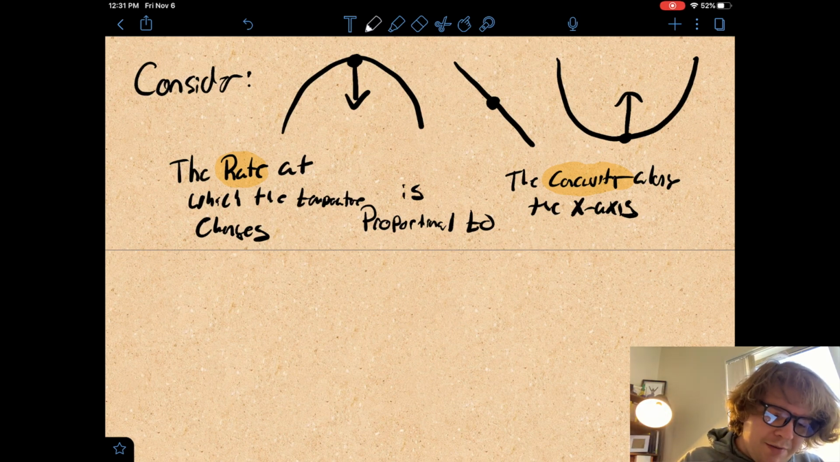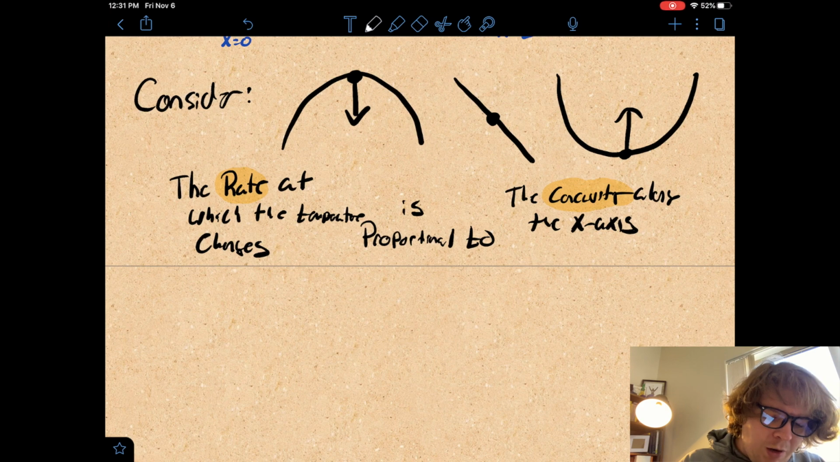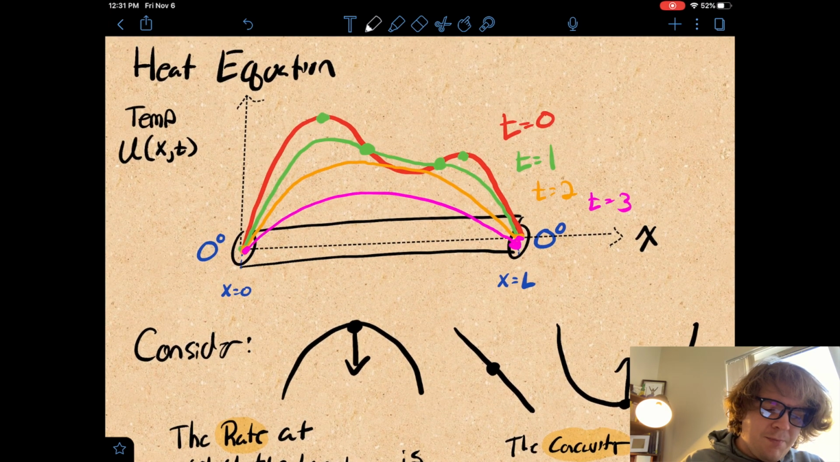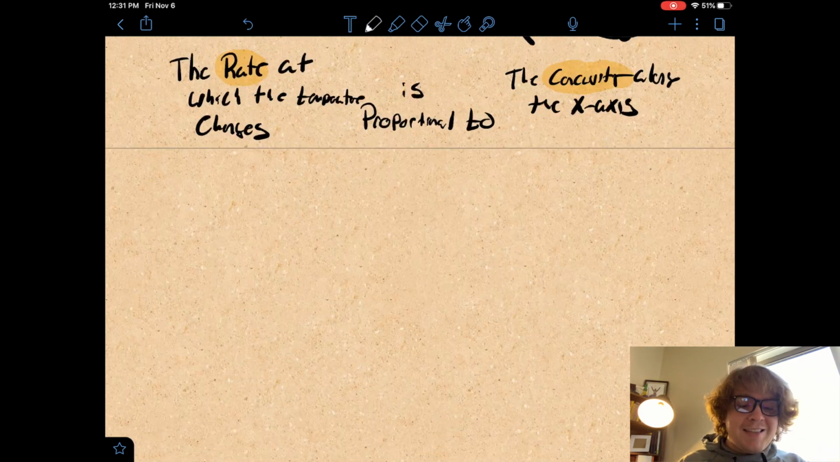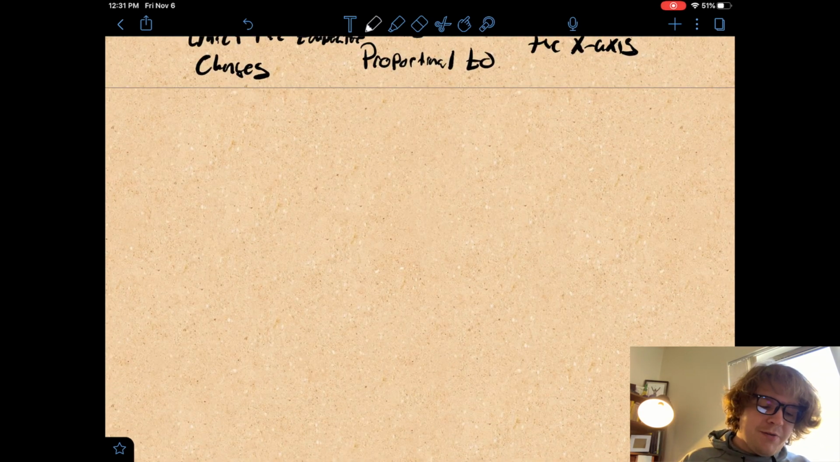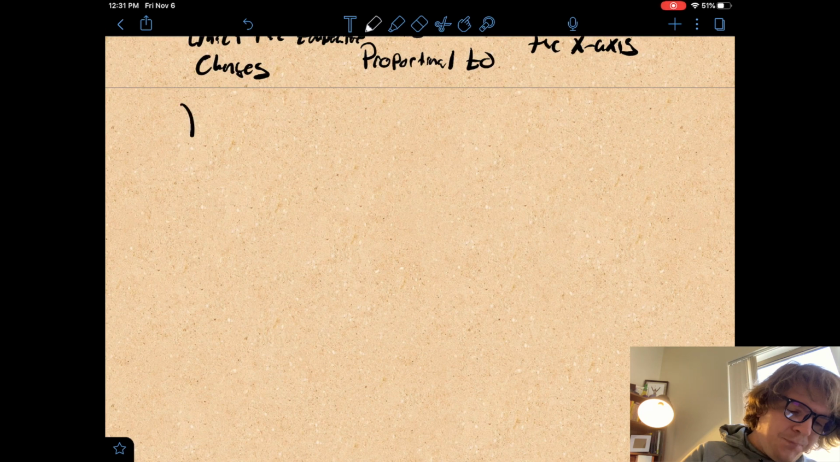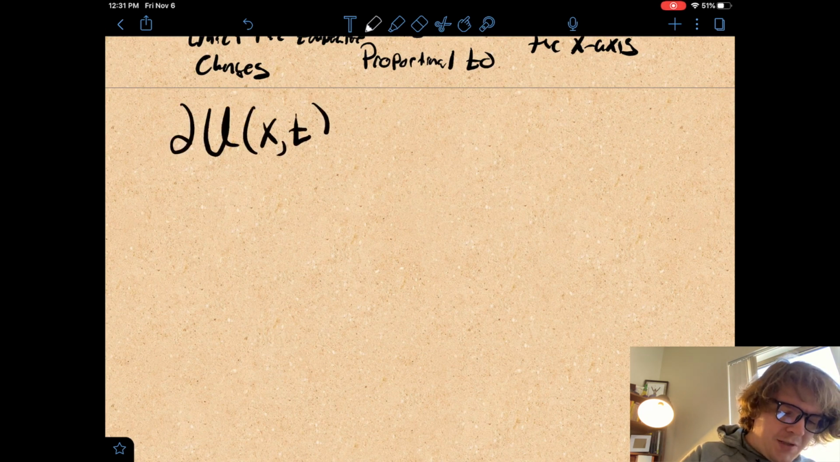So the first thing we have is a rate. Well, the rate of what? The rate at which the temperature is changing. Well, what denotes the temperature? The temperature is denoted by this u of x,t. So a rate sounds like a derivative with respect to time, but since u is a function of both position and time, we'll have to take partial derivatives of u with respect to time. So here's our rate at which the temperature is changing.